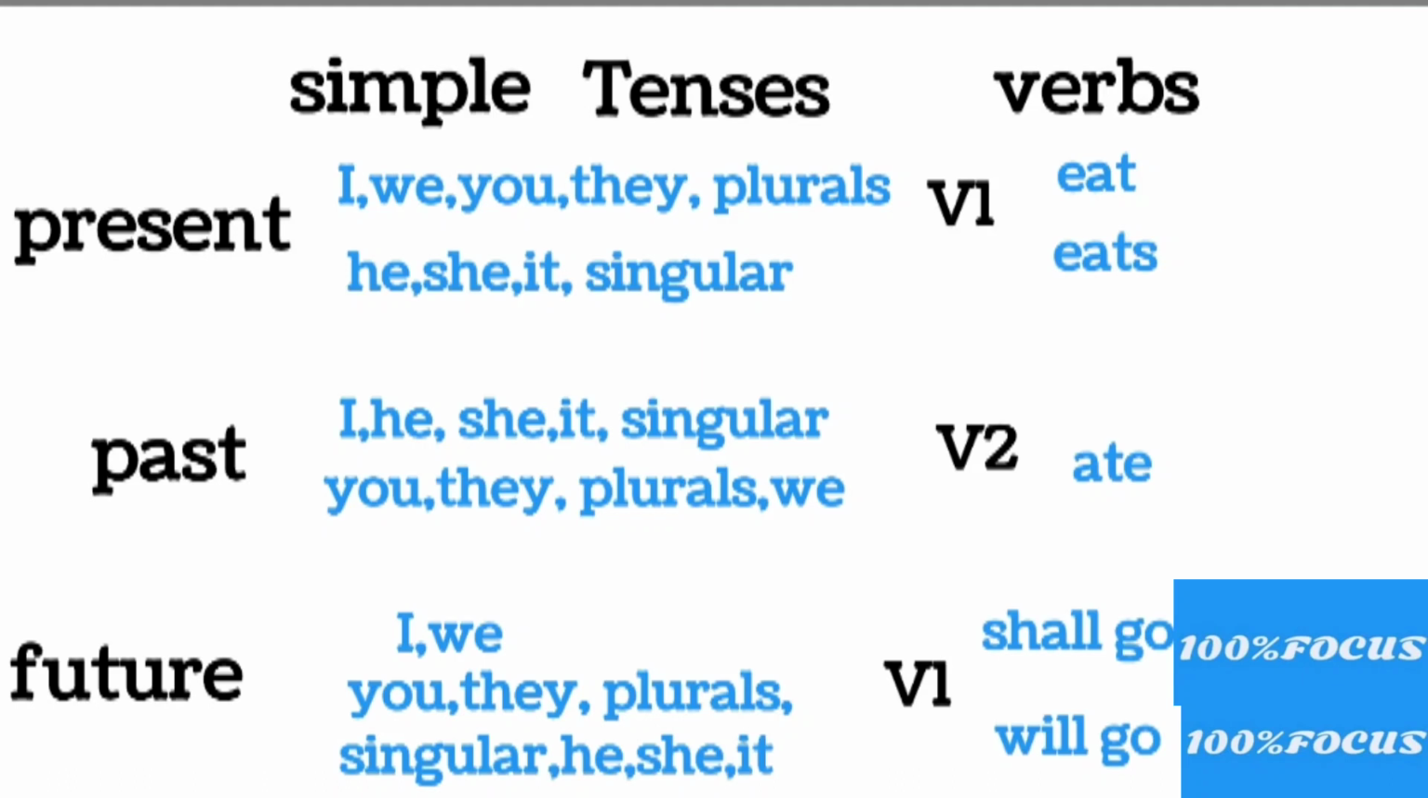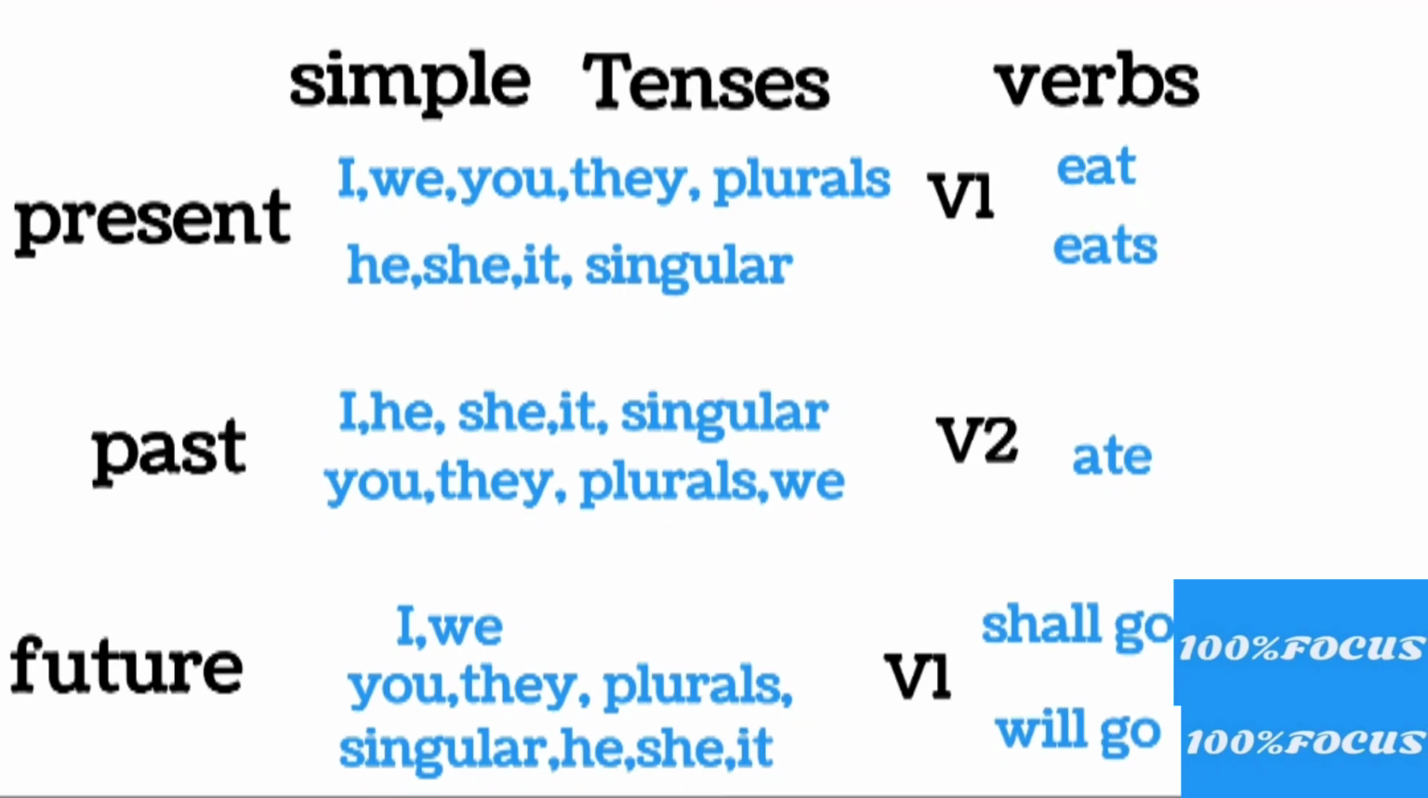In the present simple, we are going to use V1. And in the past simple, we are going to use V2 form. And in the future, V1. Present and future, V1. Past, V2. When it is in simple tense, present simple V1, past simple V2, future simple V1. So up to now it is clear, right? So we'll see it with the words.